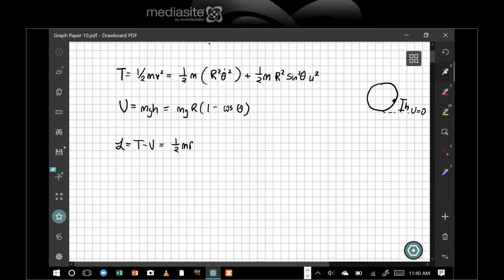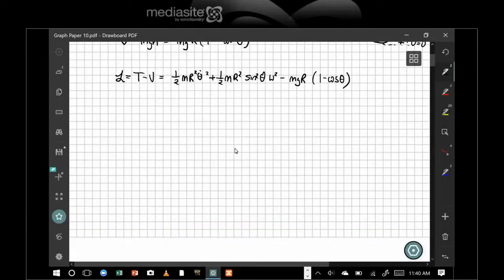Now I can write down my Lagrangian, and my Lagrangian is going to be equal to T minus U. And then I'm going to have all this stuff here. Okay, so that's not too bad. And again, the natural choice of solving this is using a spherical coordinate system, and because the radius doesn't change, minus mgr times 1 minus cosine. Okay, so that's what I have.